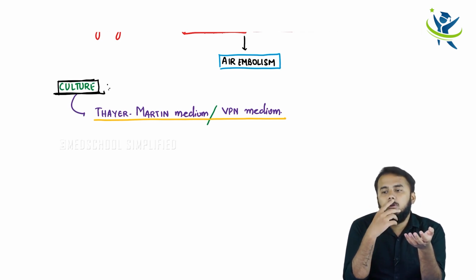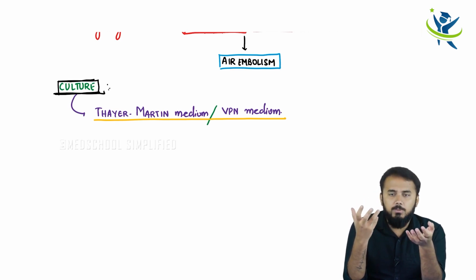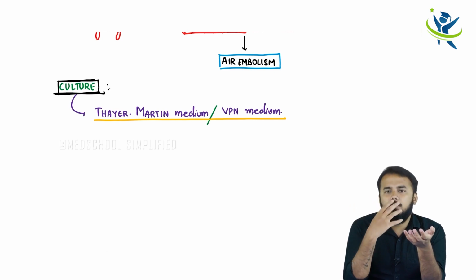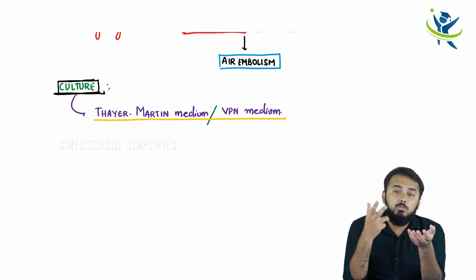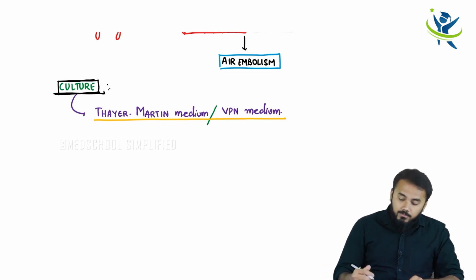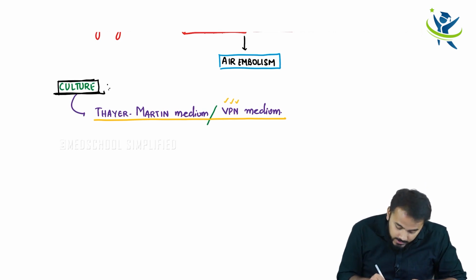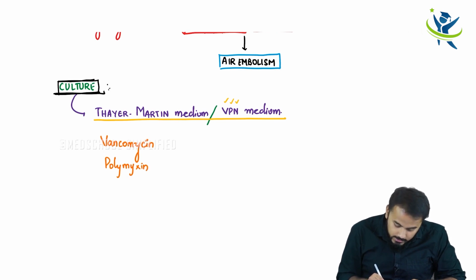Now you might get a doubt, why not other bacteria? Obviously it is a growth medium, it is a culture media. Why don't other bacteria grow? Yes, other bacteria also can grow, but you are suppressing those bacteria by adding VPN. What is VPN? V stands for vancomycin, P stands for polymyxin, and N stands for nystatin.